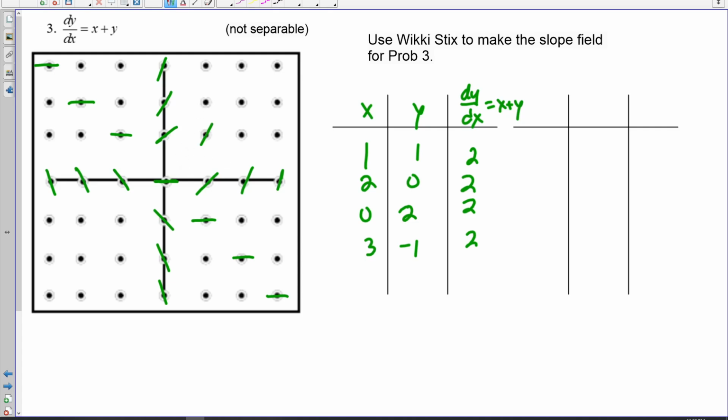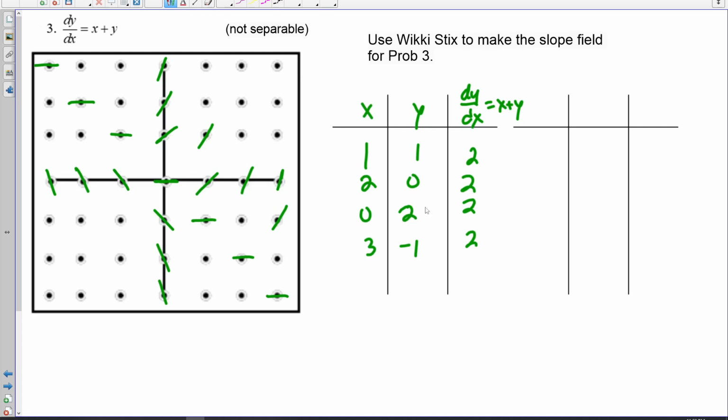And really the slope of 2 is the same as, let's see, if I were to get it right, it'd be the same as this slope right here, right? That was a slope of 2. So (1, 1) would have a slope of 2. (2, 0), which was right here, would have a slope of 2. (0, 2), where is (0, 2)? I've already gotten that. And then (3, -1). So this right here would also have a slope of 2, right? (3, -1). Okay.